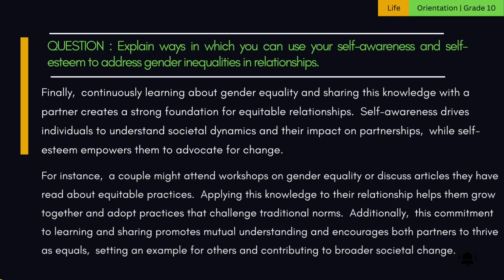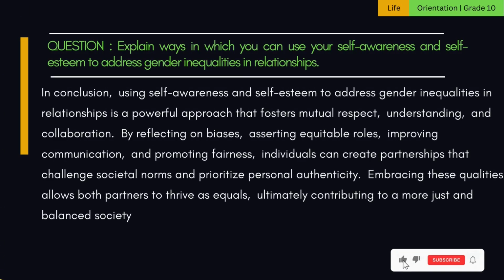Additionally, this commitment to learning and sharing promotes mutual understanding and encourages both partners to thrive as equals, setting an example for others and contributing to broader societal change. In conclusion, using self-awareness and self-esteem to address gender inequalities in relationships is a powerful approach that fosters mutual respect, understanding, and collaboration. By reflecting on biases, asserting equitable roles, improving communication, and promoting fairness, individuals can create partnerships that challenge societal norms and prioritize personal authenticity. Embracing these qualities allows both partners to thrive as equals, ultimately contributing to a more just and balanced society.